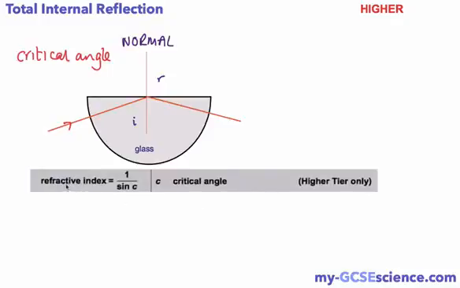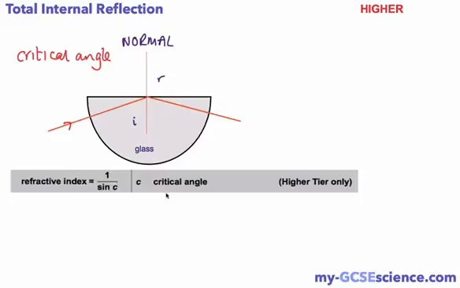It says that refractive index equals 1 divided by sine c. Now, this is going to require some reasonable math skills to be able to do this, but I'll take you through it anyway. Here's one example of where you might use this particular equation.